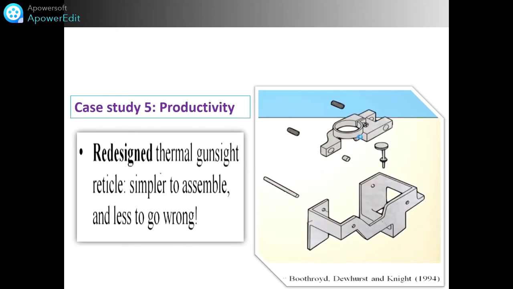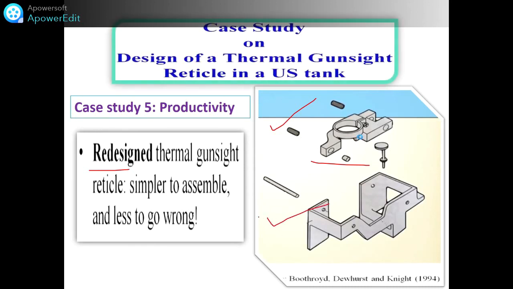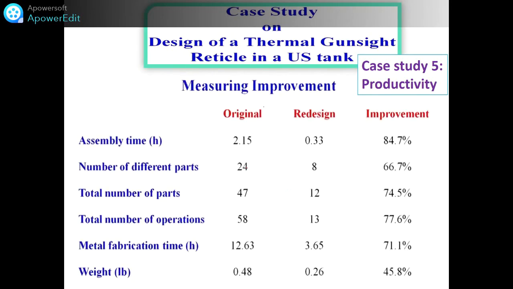This is the redesign of the thermal gunsight. After redesigning, using design for manufacturing, they improved the product. This is a product factor. Consider this, you can see they reduced all the fasteners, and they made the design like this. So what will happen then? I will show you the results.